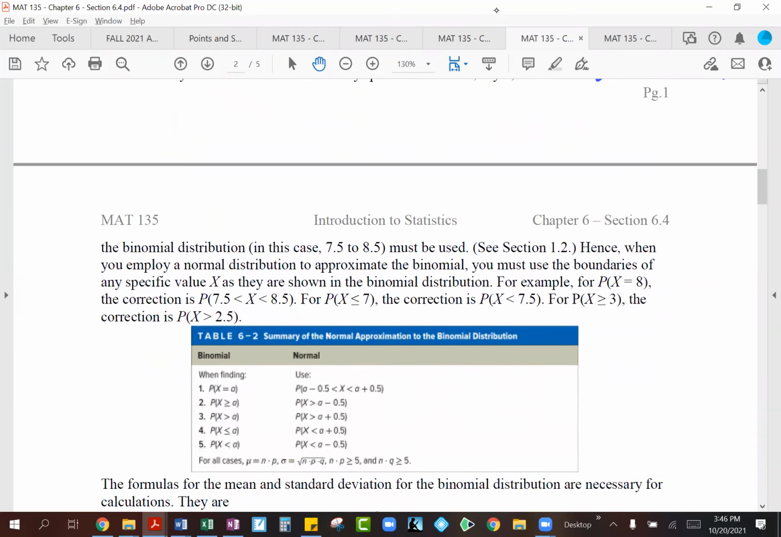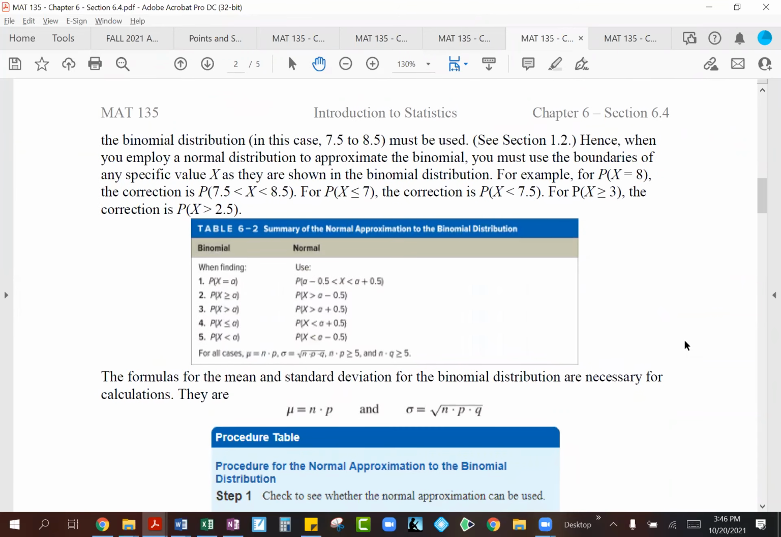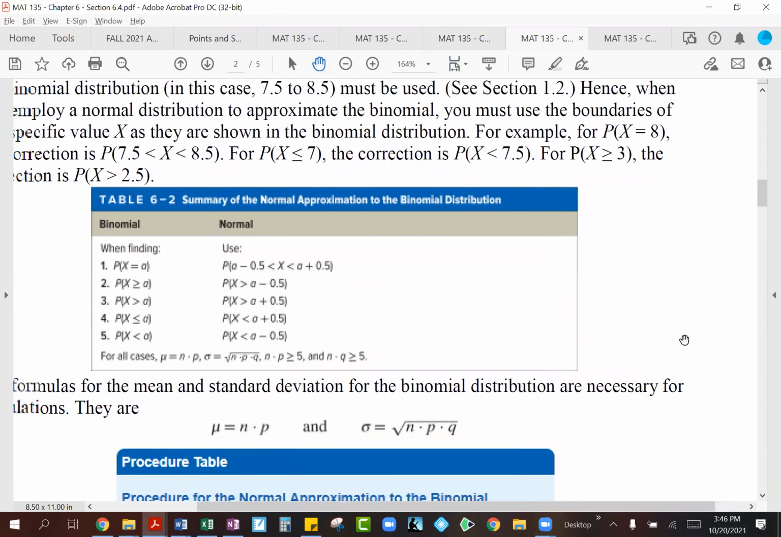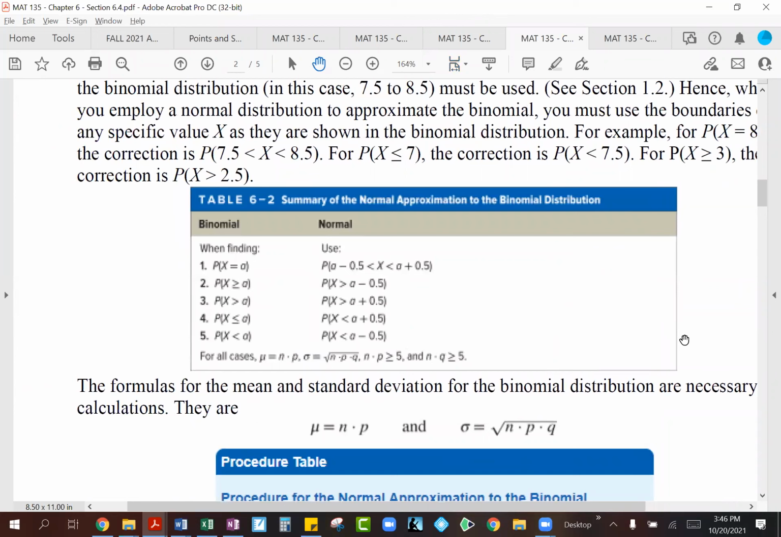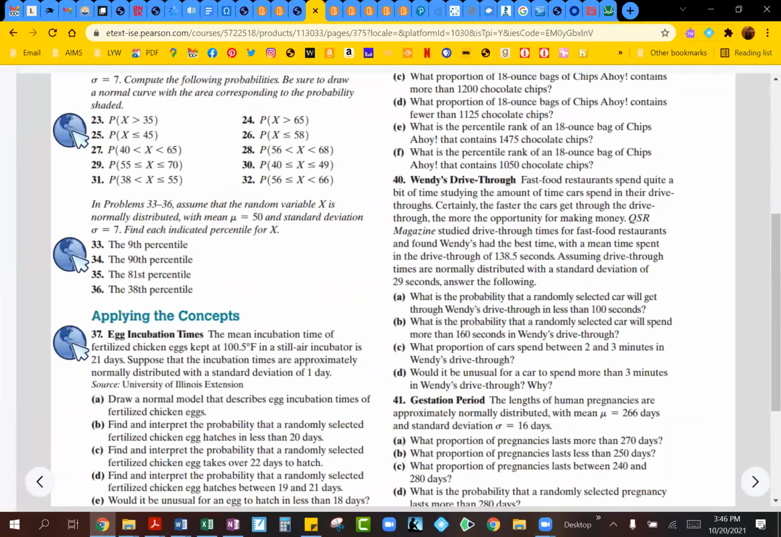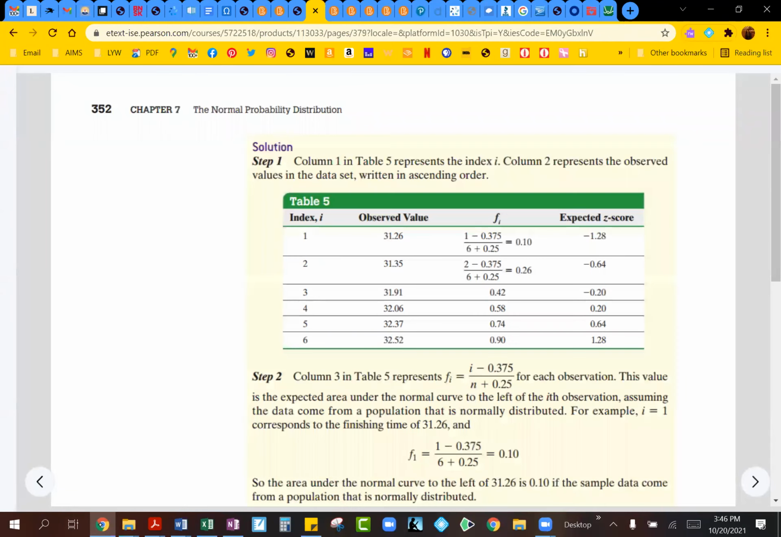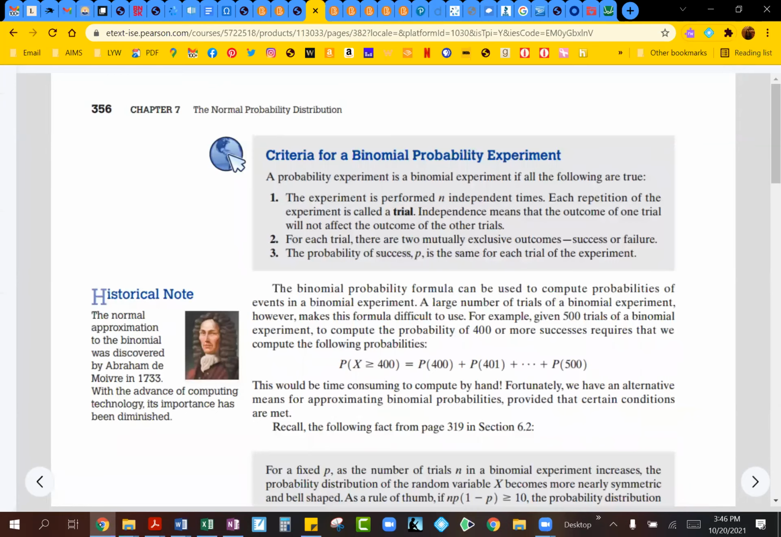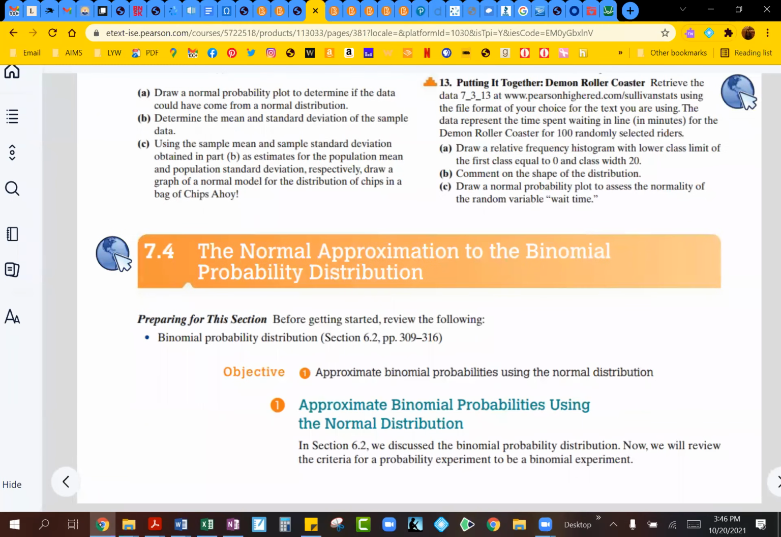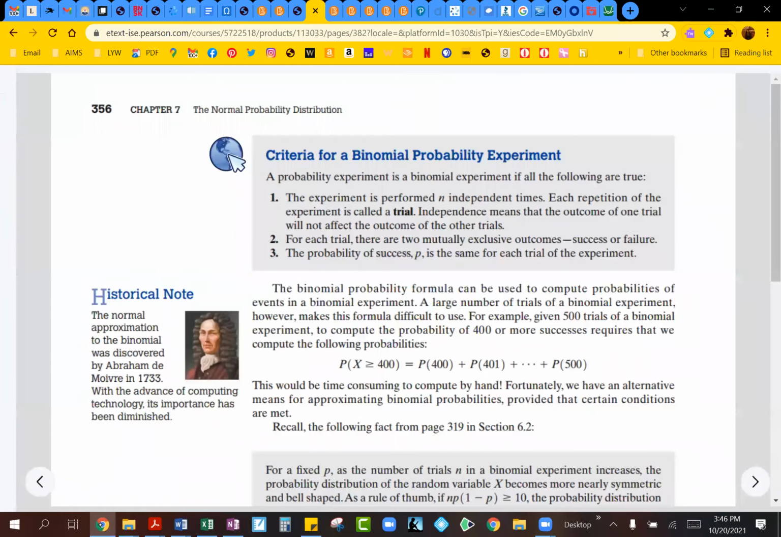So based on that, your correction actually comes out to be in this form, depending on what values we come up with. So this table over here is going to be something you really want to keep handy, or let's take a look at the one in your textbook here. Actually, there we go. So this is where your 7.4 will begin.